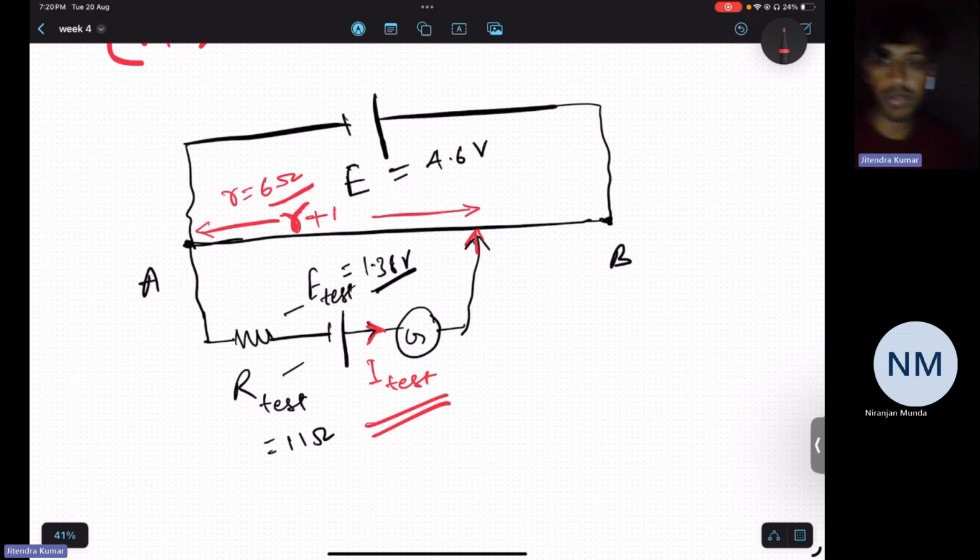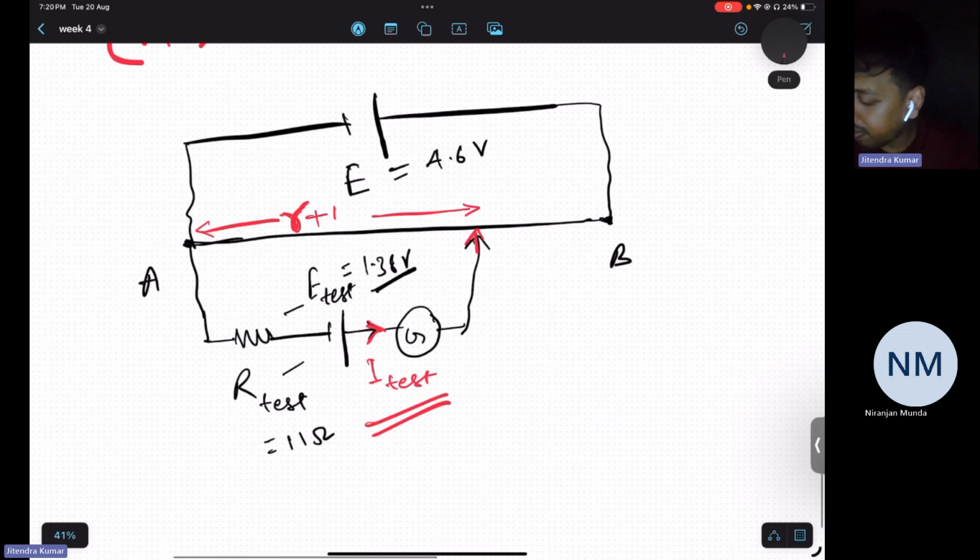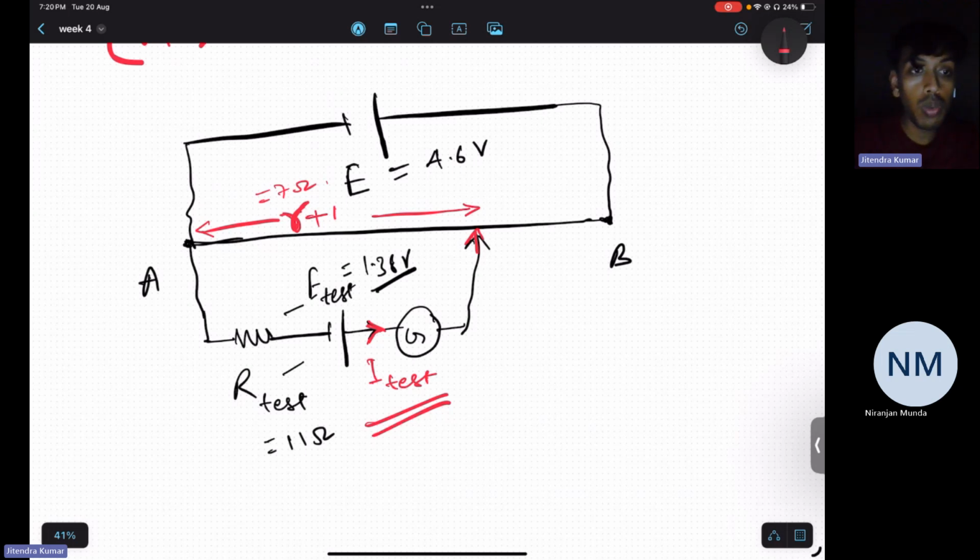This distance is corresponding to R plus 1 ohm resistance, which is nothing but 7. Okay, we need to calculate the test cell current. For that, what do we need to do? We need to find out the voltage. So how much is the voltage for this position, for this R plus 1? Can we calculate the voltage for R plus 1 ohm resistance? 1.38.